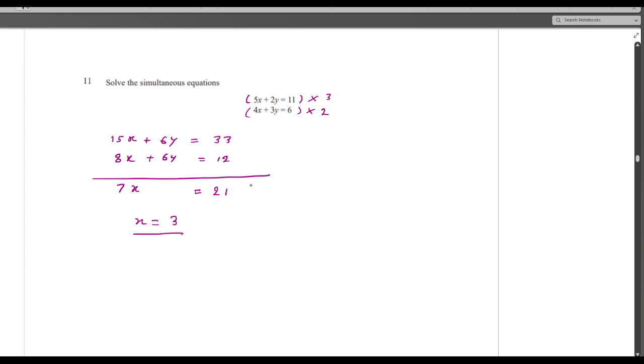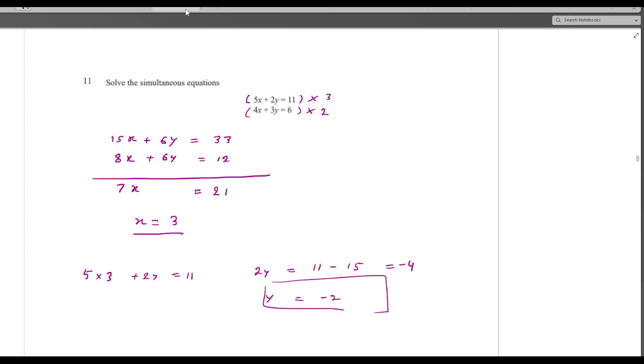Now you can substitute x equals 3 in either equation. Let us substitute in the first equation: 5 times 3 plus 2y equals 11. So 2y equals 11 minus 15, which is minus 4, and therefore y equals minus 2. So you get x is 3 and y is minus 2.